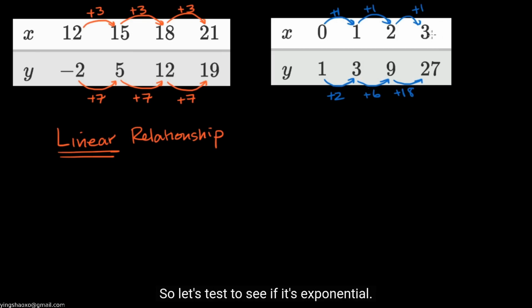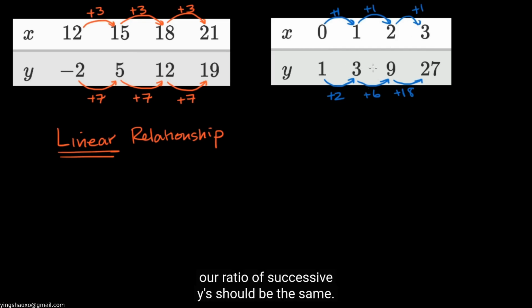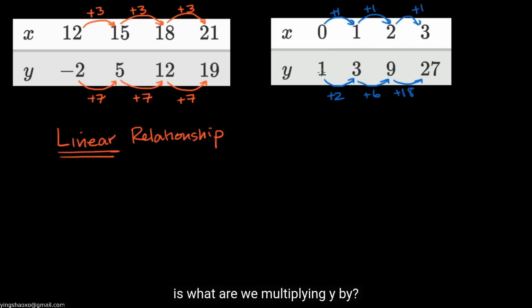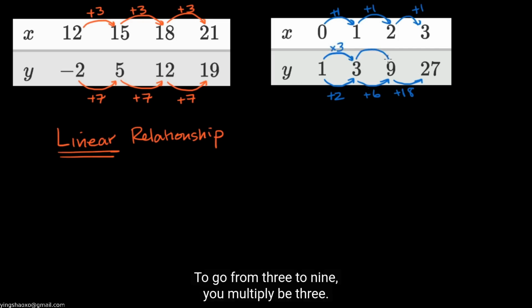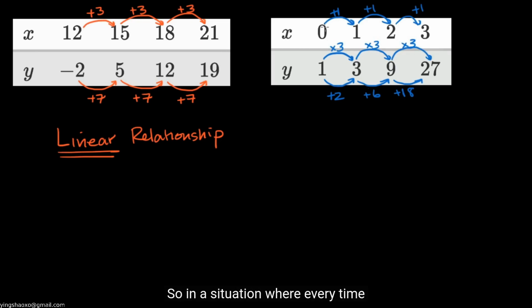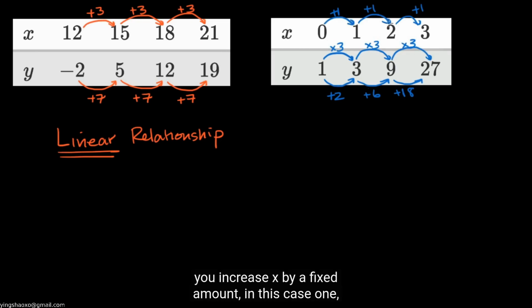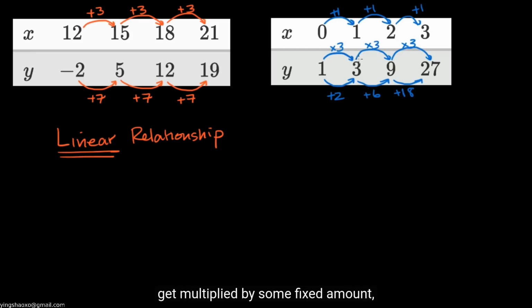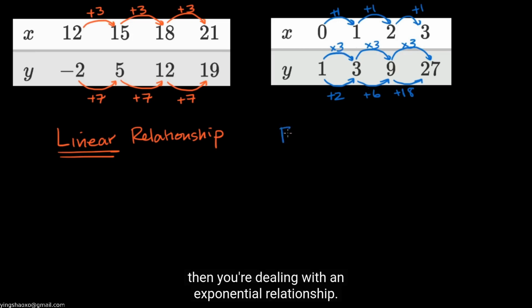So let's test to see if it's exponential. If it's exponential, for each of these constant changes in x, when we increase x by 1 every time, our ratio of successive y should be the same. Or another way to think about it is, what are we multiplying y by? To go from 1 to 3, you multiply by 3. To go from 3 to 9, you multiply by 3. To go from 9 to 27, you multiply by 3. So in a situation where every time you increase x by a fixed amount, in this case 1, and the corresponding y's get multiplied by some fixed amount, then you are dealing with an exponential relationship.